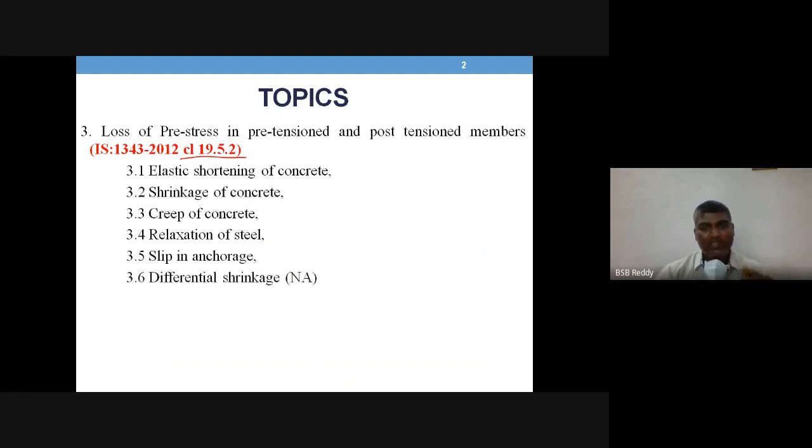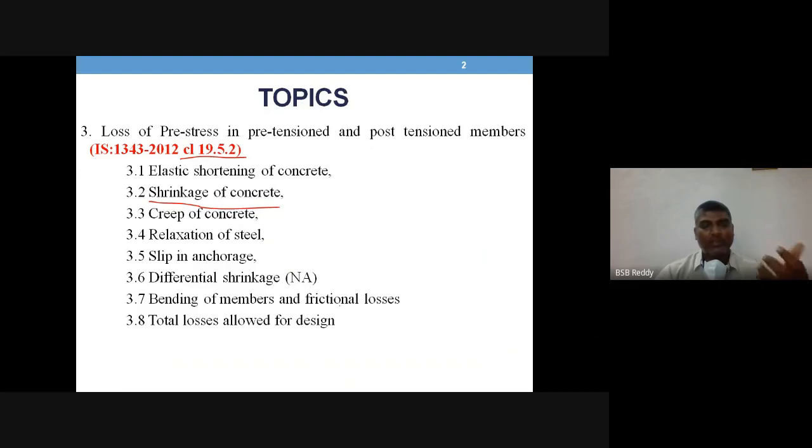And differential shrinkage, something is mentioned in your syllabus, but it is not applicable. It is already covered in the shrinkage of concrete. So 3.6 we will not be having in the foregoing discussions. Next, frictional losses. What will be the value of frictional loss? And total losses allowed for design in the concrete. So this is your syllabus content that is to be studied.